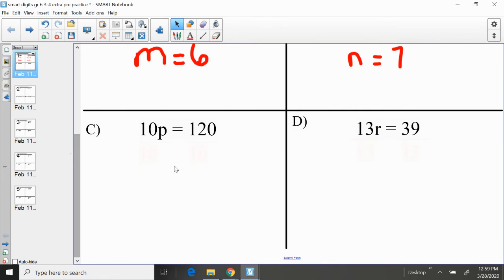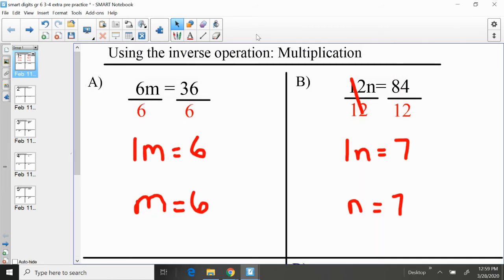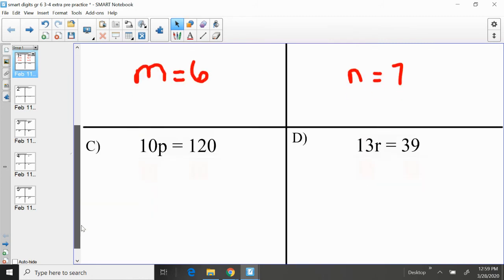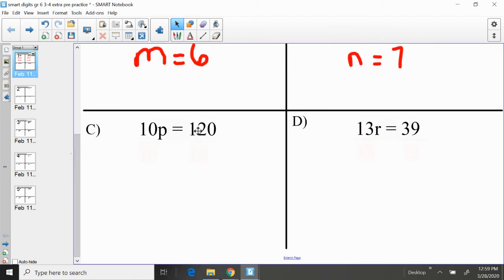So now I go down here. 10p equals 120. 10 times what number equals 120? So again, to figure that out, since this says multiplication, I'm going to do the inverse or opposite of multiplication, which is division. So I'm going to take both of these sides and I'm going to divide by what? You said 10. And you were correct. Divide both sides by 10.